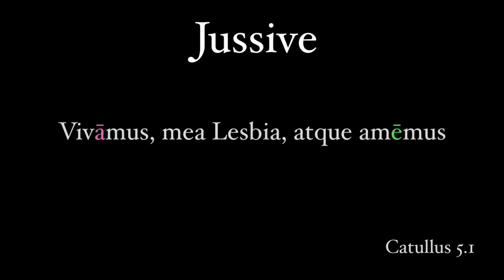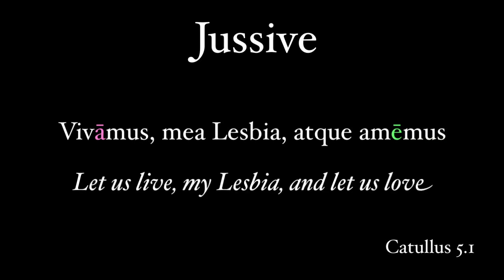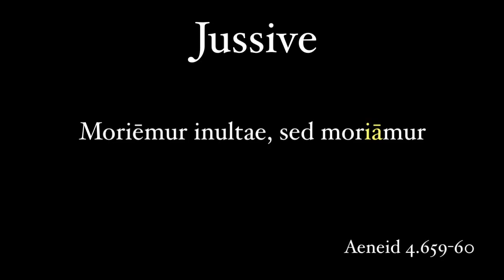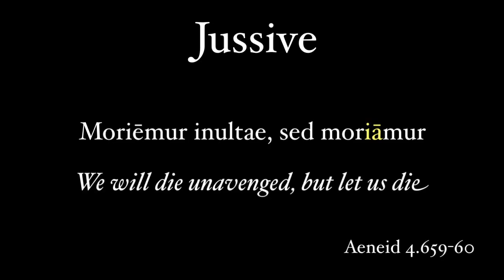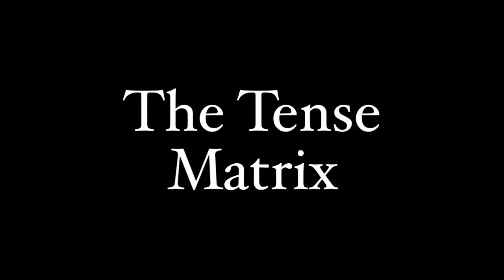So Catullus wrote this one to his girlfriend, whom he had nicknamed Lesbia. Vivamus, mea Lesbia, atque amemus. Let us live, my Lesbia, and let us love. And Dido says this in the Aeneid, Moriemur inultae, sed moriamur. We will die unavenged, but let us die. Moriamur is the present subjunctive. Notice the IA.